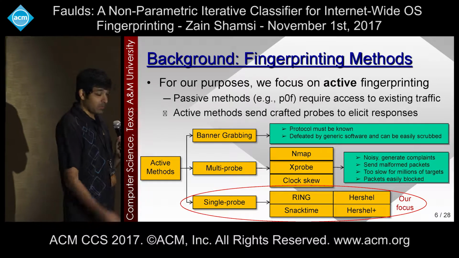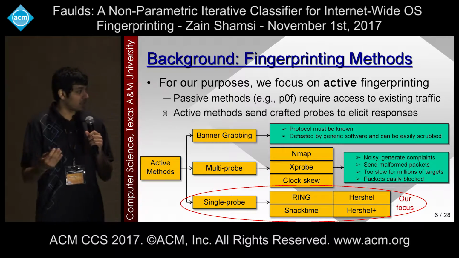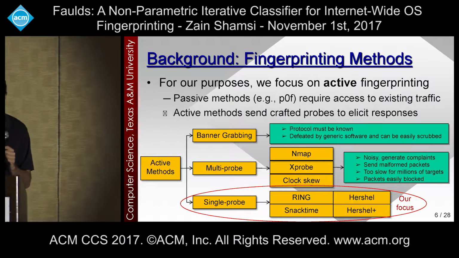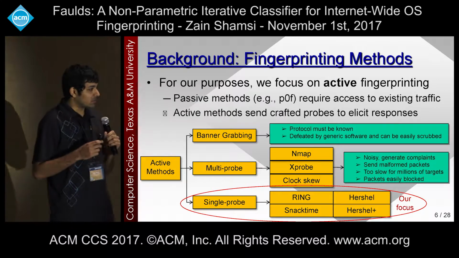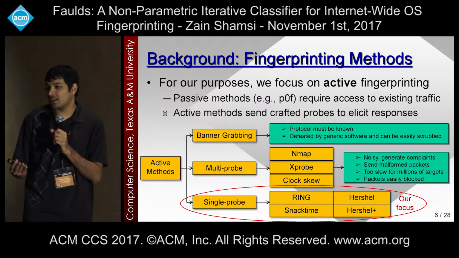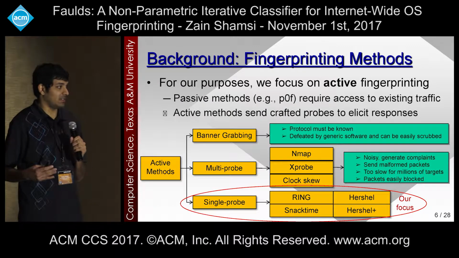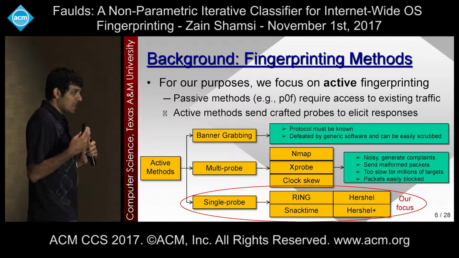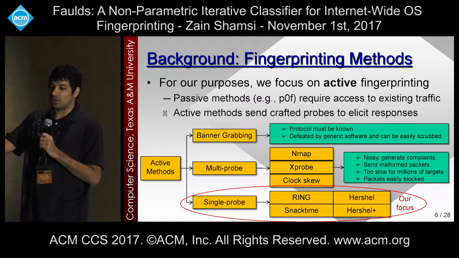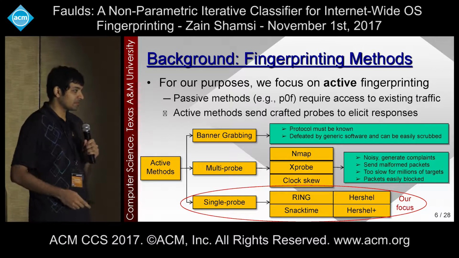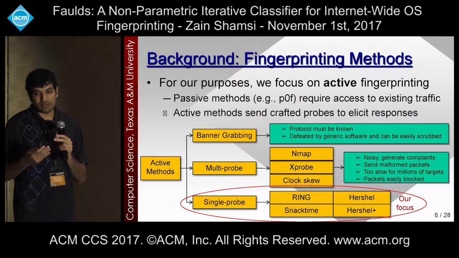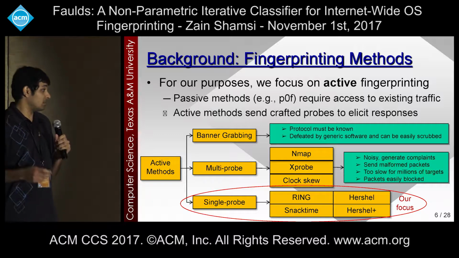Multi-probe tools, the most popular one, Nmap, and then Xprobe, as well as some clock skew methods. All right. So using these on a large scale is a problem, right? If you try to Nmap the internet like I did, well, prepare your inbox because you're going to get a lot of complaints. They generally send malformed packets, so you can potentially crash the target host, which is not what you want to do. And it's too slow for millions of targets, as well as packets are usually dropped by any IDS system.